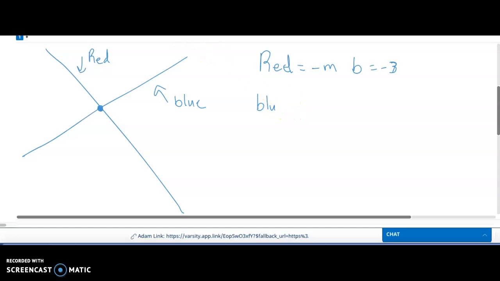And for the blue line, we see that it's a positive slope, and the base, or the y-intercept, is 1. And it's going from left to right.